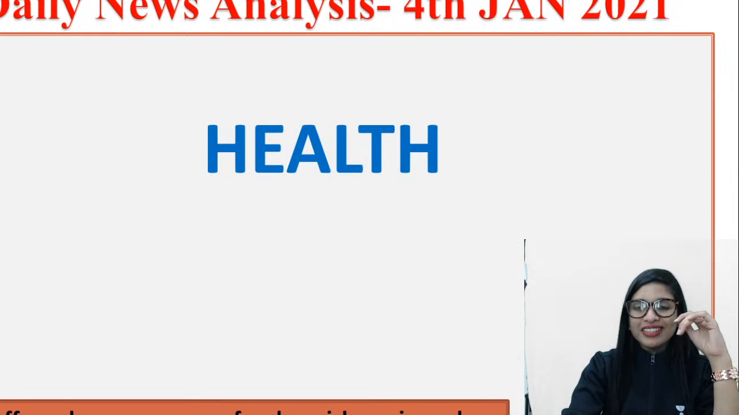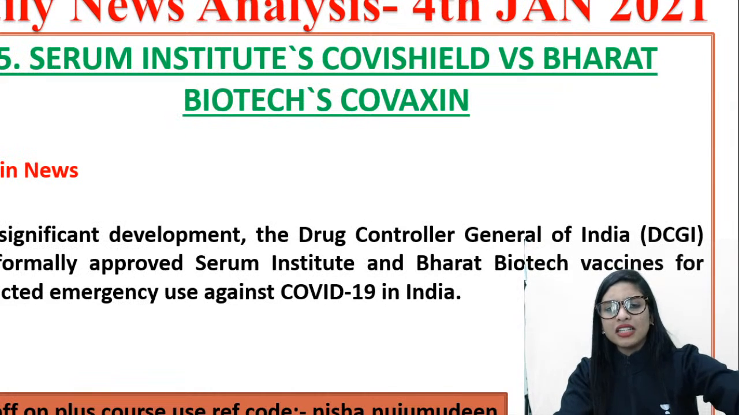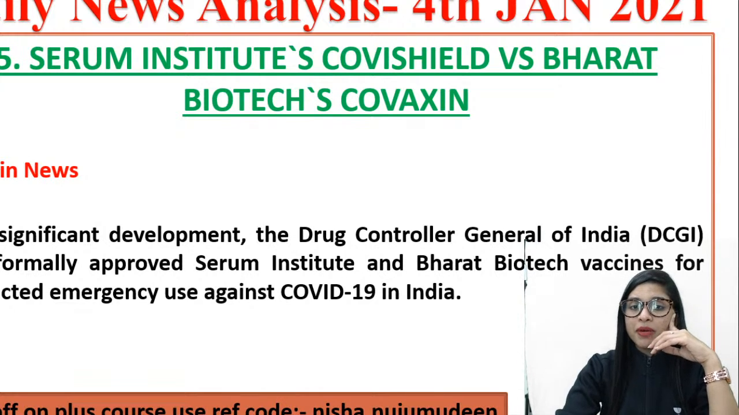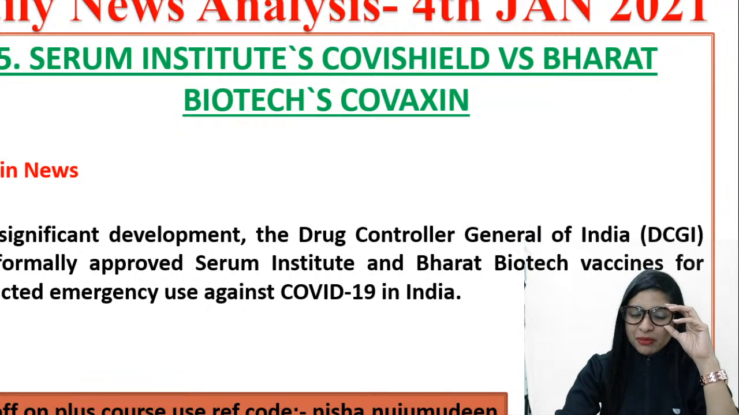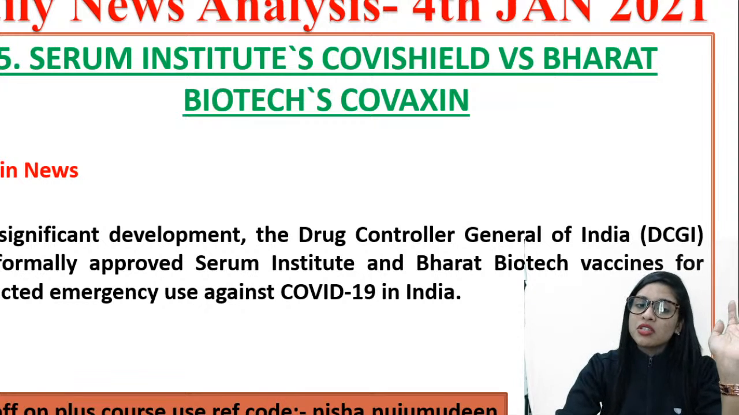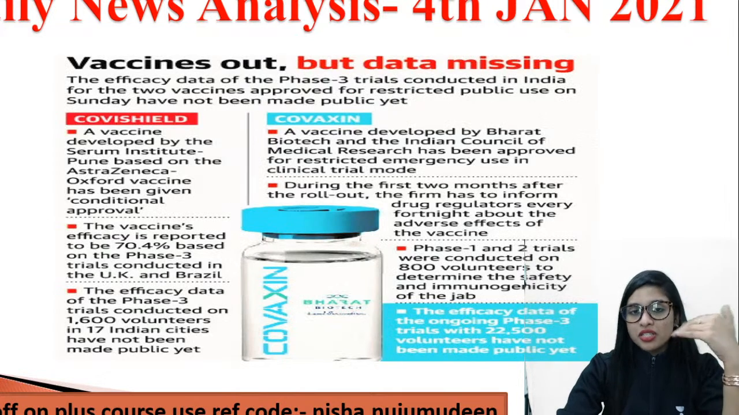Now the next important daily news analysis of the day is from Health, guys. Under that, Serum Institute's Covishield versus Bharat Biotech's Covaxin. We're going to discuss this particular topic. It was a heated debate as well. Why was it in the news? In an important development, the DCGI, the Drug Controller General of India, formally approved the Serum Institute and Bharat Biotech vaccines for limited or restricted emergency use against COVID in India. In that context, we're going to study this.